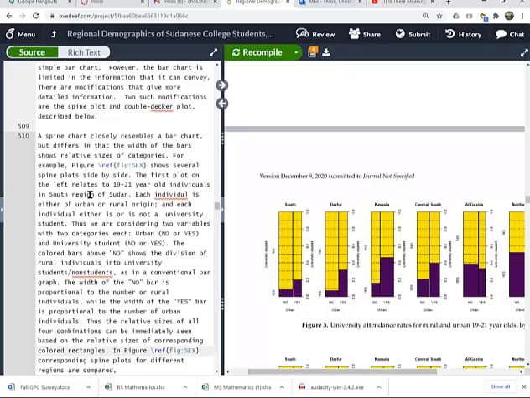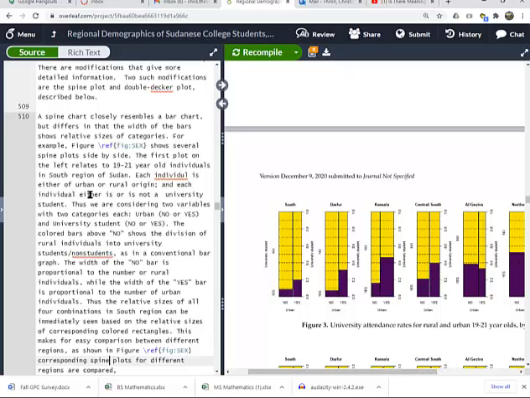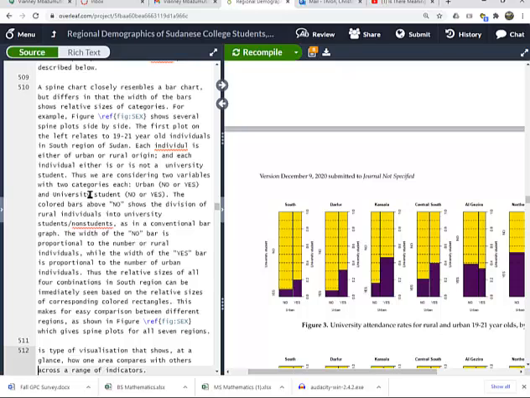This makes for easy comparison between different regions, as shown in the figure, which gives spine plots for all 7 regions. All right, so that's good for spine plot.